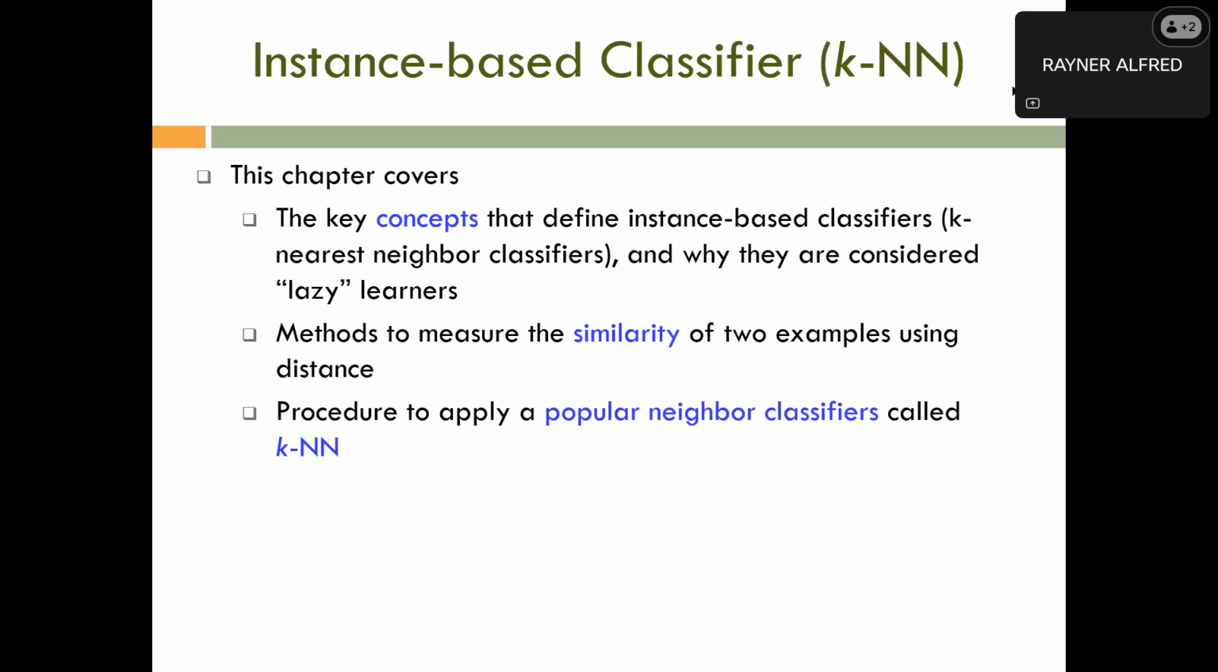So the key concept that we need to understand here is the instance base, and also how we measure the similarity between two examples or two instances, and then how we apply this nearest neighbor in order to do some classification. So these are the three main concepts or main ideas that we need to know about instance-based classifiers.